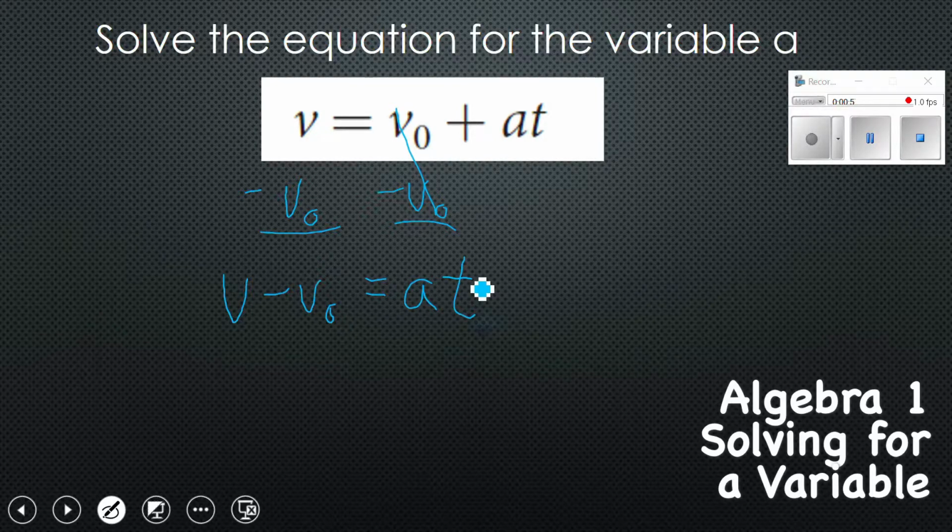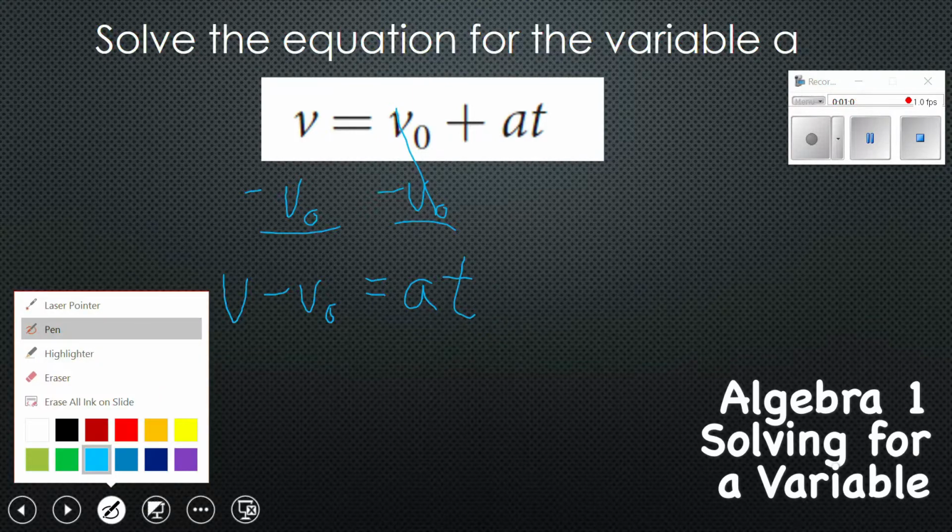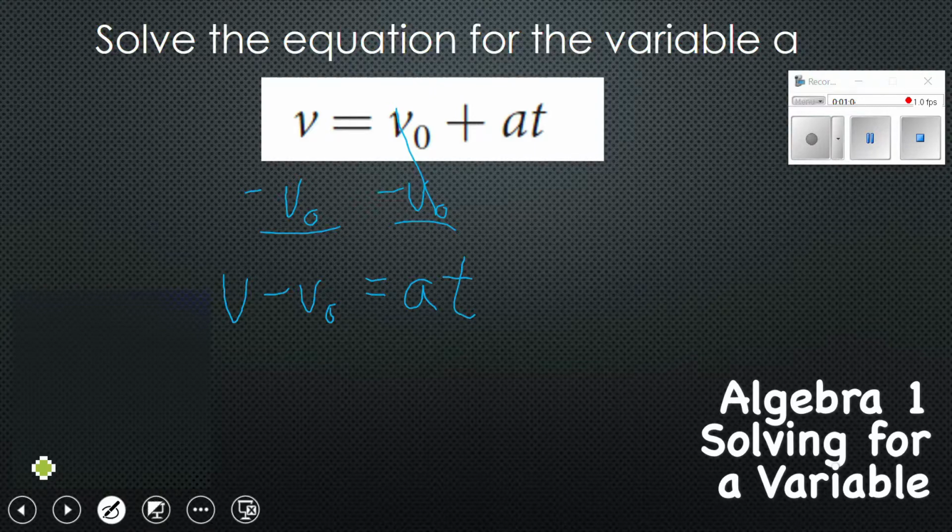Now we're almost there. We almost have our a solved. We have something in the way, and what's in the way is the t. So we're going to look at this equation and say, all right, well, what's happening between the a and the t? Well, we're having a times there because we have two things next to each other. So we're doing a times t. So we get rid of it by dividing by t because we want to get a by itself. So we're going to divide both sides by t.